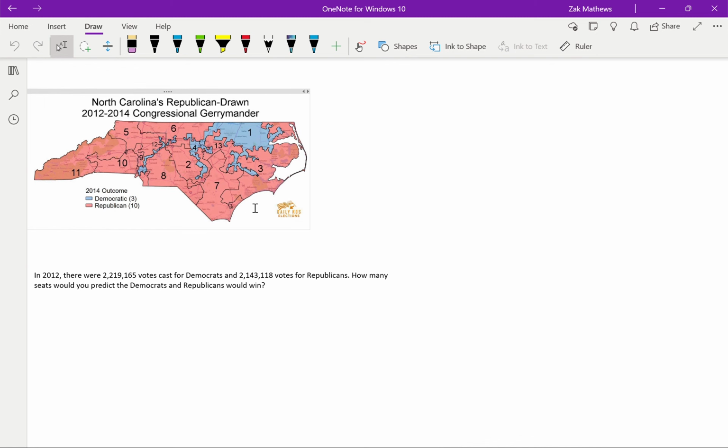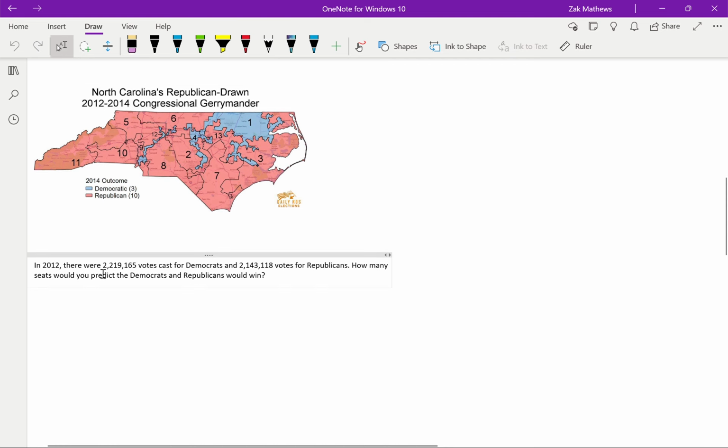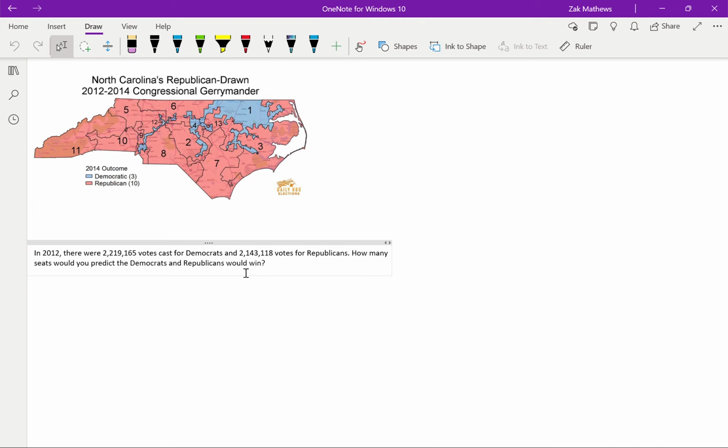Let's look at the actual numbers. So in 2014, this is the 2014 map, there were 10 Republican candidates that won, 3 Democrats. I pulled the numbers for 2012 because I think this is even more striking. So in 2012, there were a total of 2,219,165 votes cast for Democratic candidates, 2,143,000 votes cast for Republicans. There are some other independents who were cast, but those were the ones for just Democrats and Republicans.